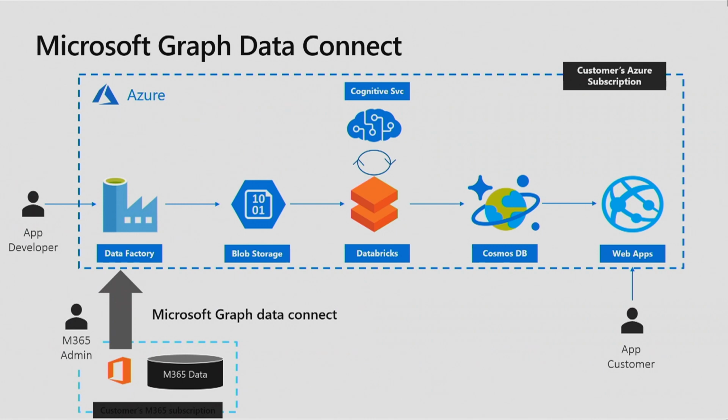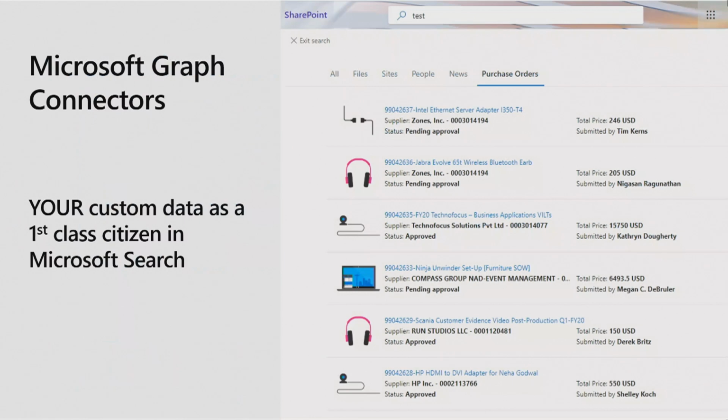Then we have the Microsoft Graph connectors. So Microsoft Graph connectors allow you to index your own data into Microsoft Graph, whereas Microsoft Graph Data Connect allows you to move data out. Microsoft Graph connectors allow you to bring data in. And then it participates in Microsoft 365 experiences. In this case, it participates in Microsoft Search.